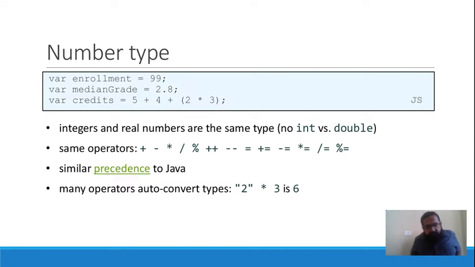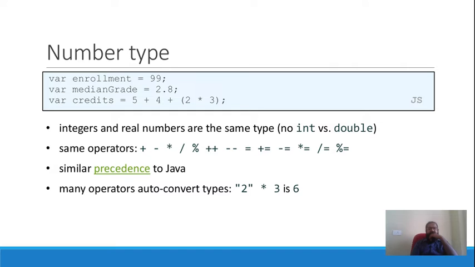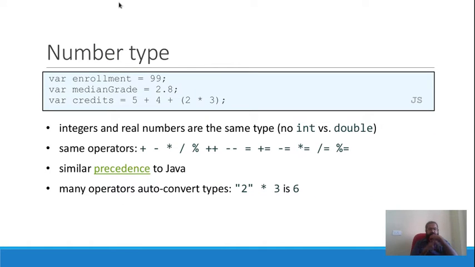So you have variables, and you know it is loosely typed, so you don't have to specify the type of the variable. Instead you just work with the value itself. There is the number type, which covers both floats and integers. For example, var enrollment is equal to 99, var median grade is equal to 2.8, and var credits is equal to 5 plus 4 plus 2 into 3. The integers and real numbers are of the same type; there is no int versus double in JavaScript.